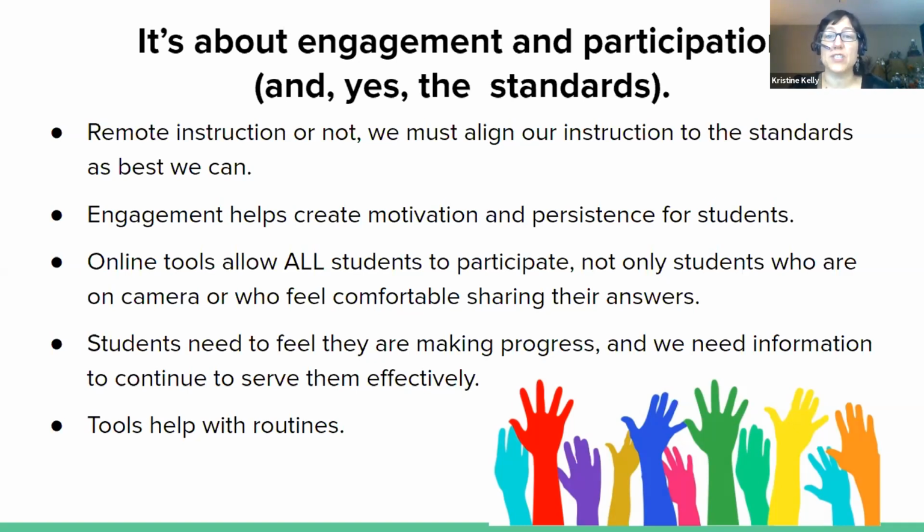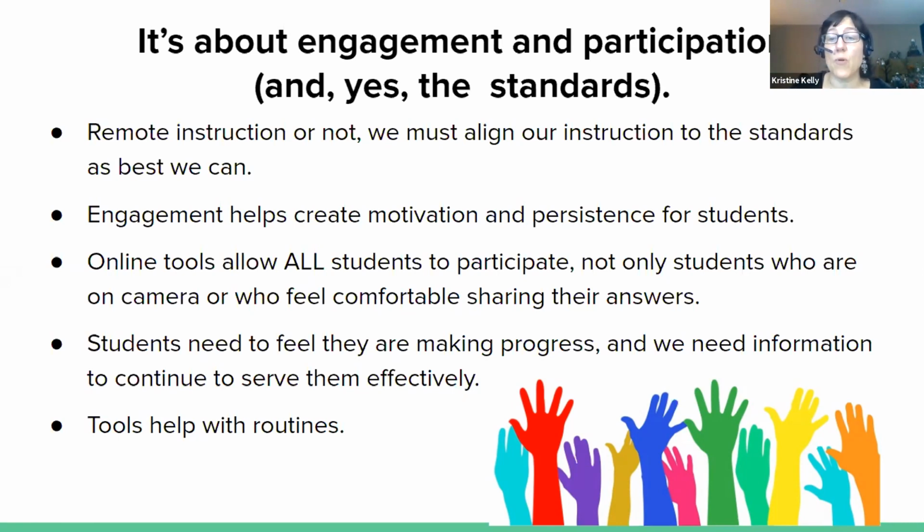Engagement helps create that motivation and persistence for students. And online tools allow all students to participate, not only the students who are on camera or who feel comfortable sharing their answers. So for example, when I do some formative assessment on Mentimeter, I get feedback from all the students. And at least I know that I'm getting a nice picture of the group and how they are feeling about where they are with learning targets.